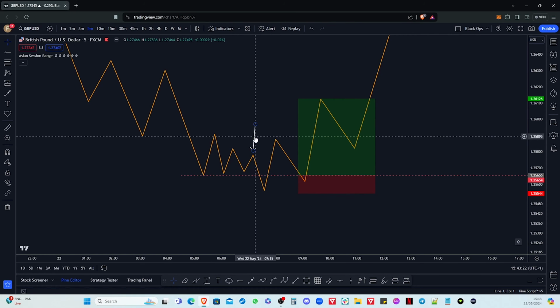Now how does it break? We don't want a wick break, because that's just liquidity being grabbed. We want candles to close, and one way to do it is wait for one candle to close above it. That's a break. Confirmation is the second candle to break above it. On whatever time frame you're trading on, whether it's the 5 minute, the 15 minute, the 1 hour, get that confirmation. Is price happy to stay above this high?